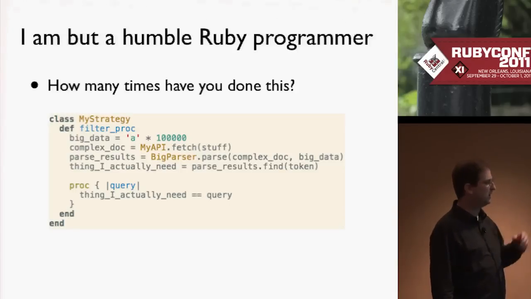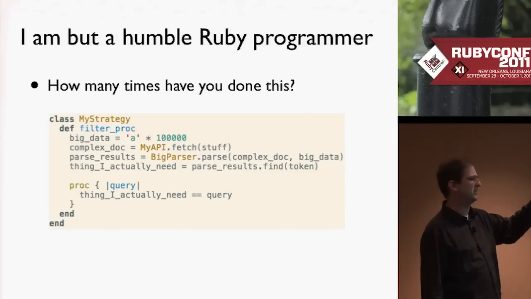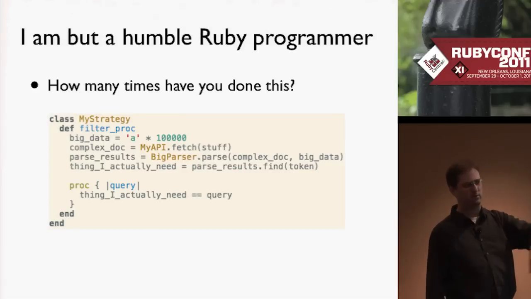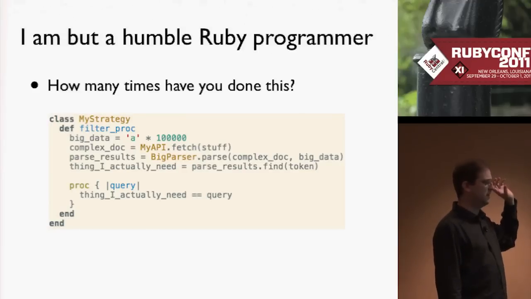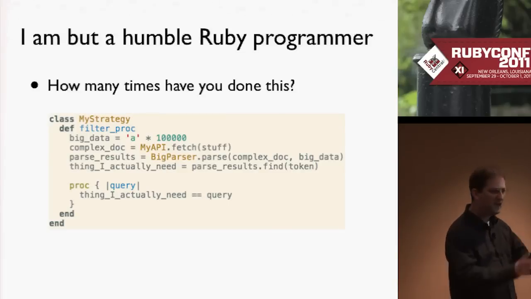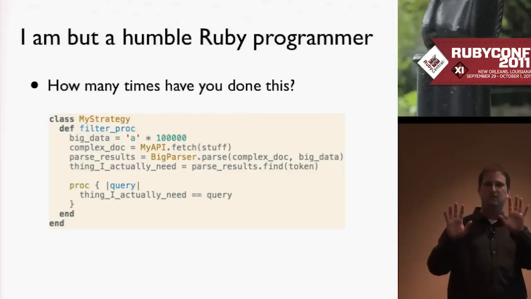So you're going to create a proc to use for that. But to create the proc, you have a process that you have to go through. There's a lot of data involved. Maybe you have to go out to a service, get stuff, and then you have to parse a DOM or who knows what until you find the thing that you actually need, and then you say, but trust me, this filter is really easy. It's just an equivalence check.